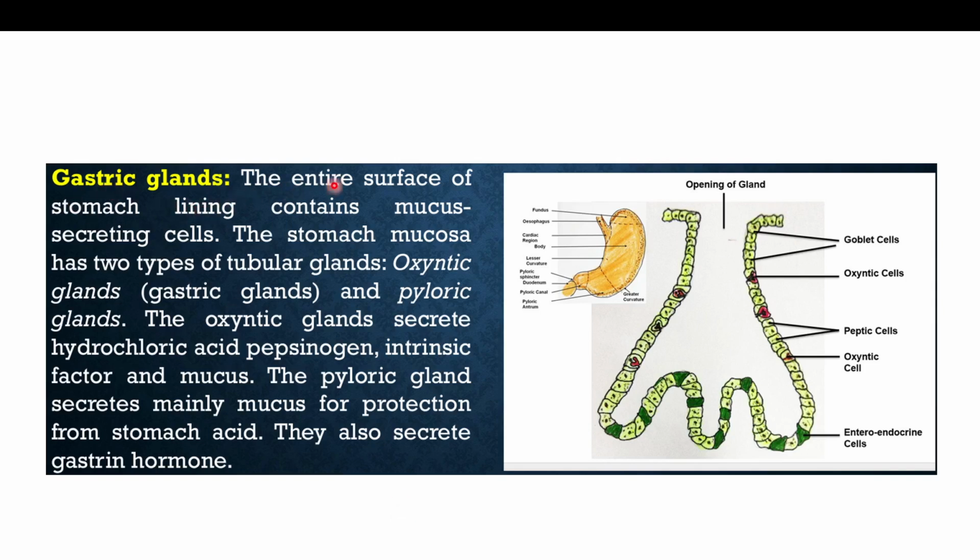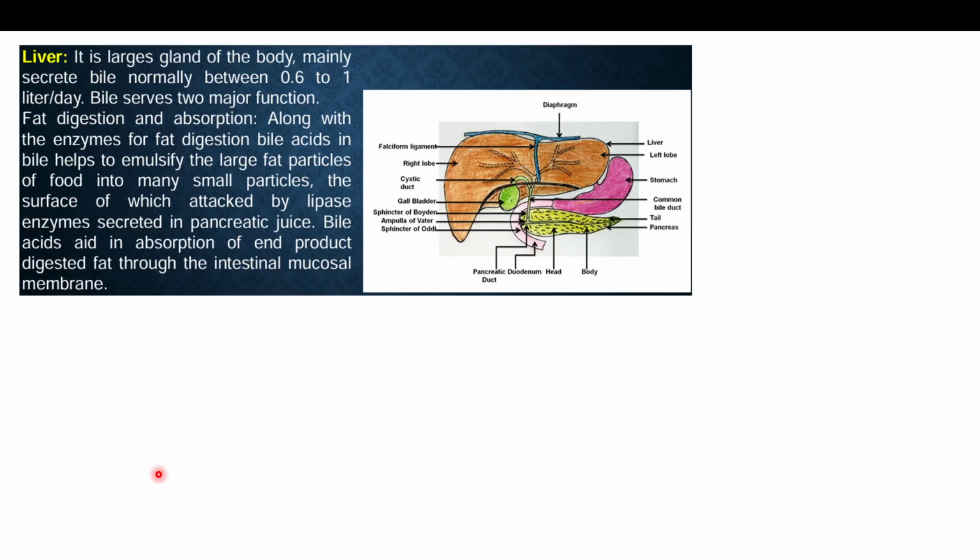Then there are several glands. The gastric glands: the entire surface of the stomach lining contains mucus secreting cells. The stomach mucosa has two types of tubular glands: oxyntic cells, these ones here, which are the gastric glands, and pyloric glands or pyloric cells. The oxyntic cells secrete HCl, pepsinogen, intrinsic factor, and mucus, and the pyloric glands secrete mainly mucus for protection from stomach acid. Also, pyloric cells can secrete the gastrin hormone.